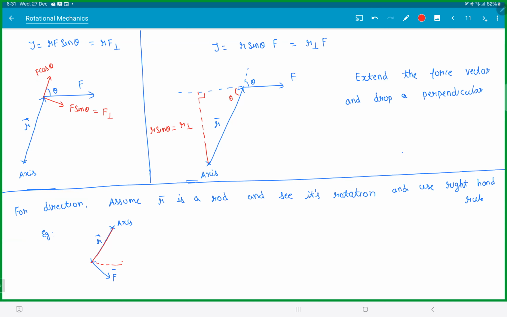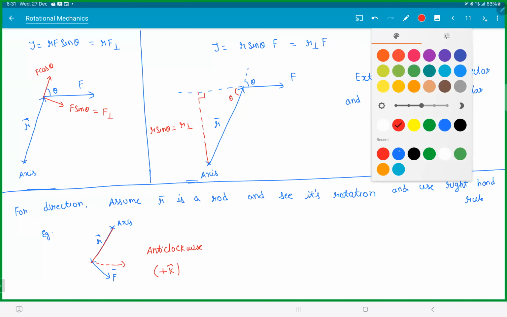It will go to the right. This we can see and tell, right? It goes to the right. Now, if it is going right, what direction is this? Anti-clockwise. Anti-clockwise means plus k cap. Makes sense? You just need to see which way it is going, right or left. Once you get that, you'll get the rotation's direction.